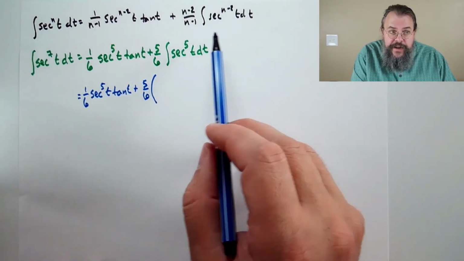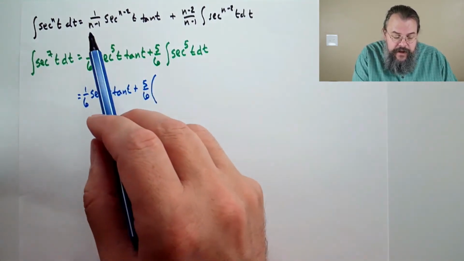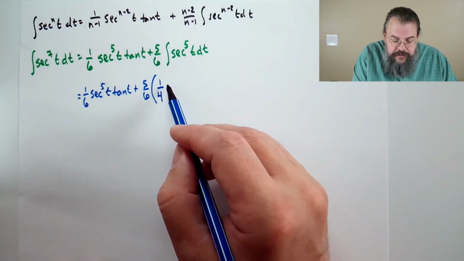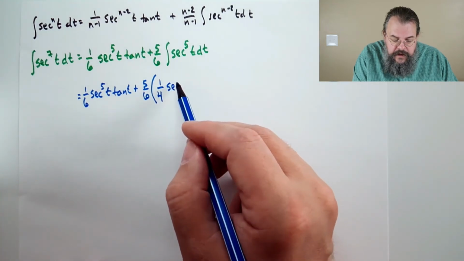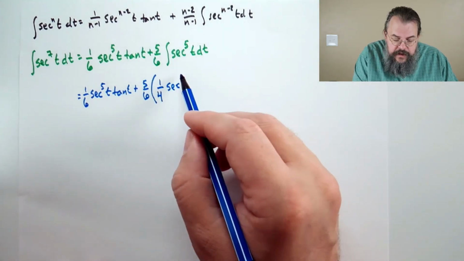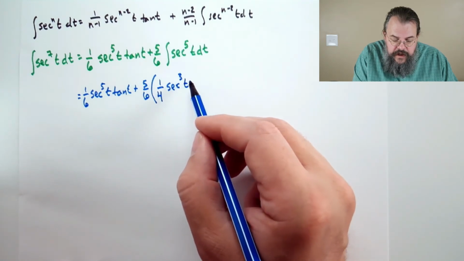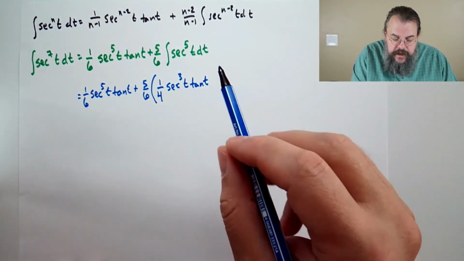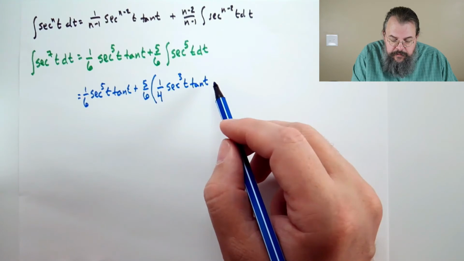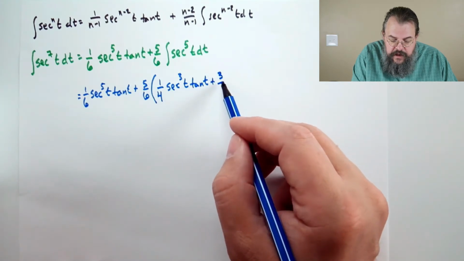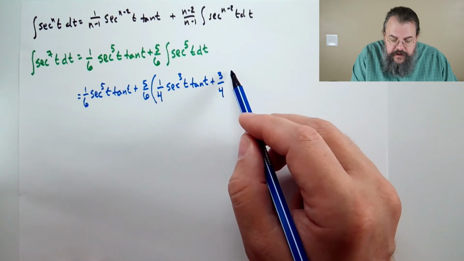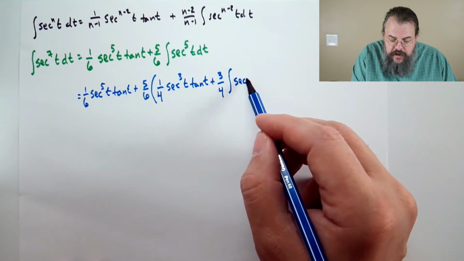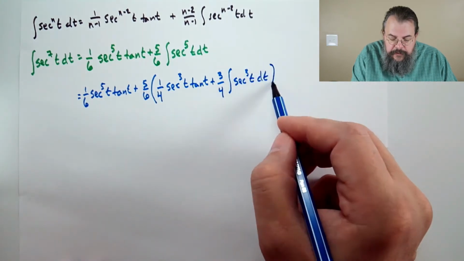Well, we come back up here, but now we plug in n equals 5. Okay, 1 over 5 minus 1, 1 over 4. Then we're going to have secant, and 5 minus 2 makes cubed t, and then tangent t. All right, and then plus 5 minus 2 makes a 3 over 4, and then we're going to have the integral of secant to the 5 minus 2, which is secant cubed t dt.